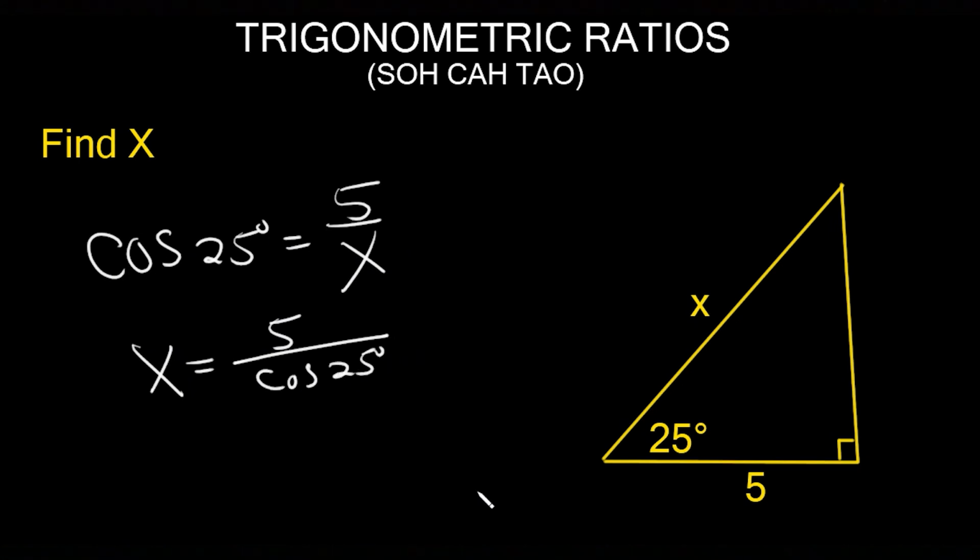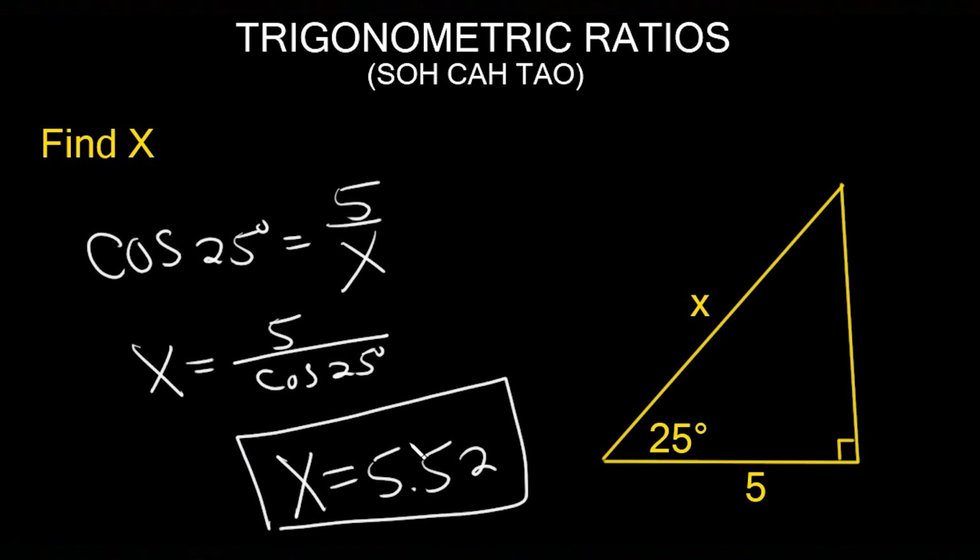And from here, we just have to plug it into our calculator, right? So in your calculator, you're going to do 5 divided by cosine of 25 degrees. And when you do that, you should get 5.52 when you round to the nearest hundredth. So I'm going to say here, x is equal to 5.52. That's good, okay? And that's it.